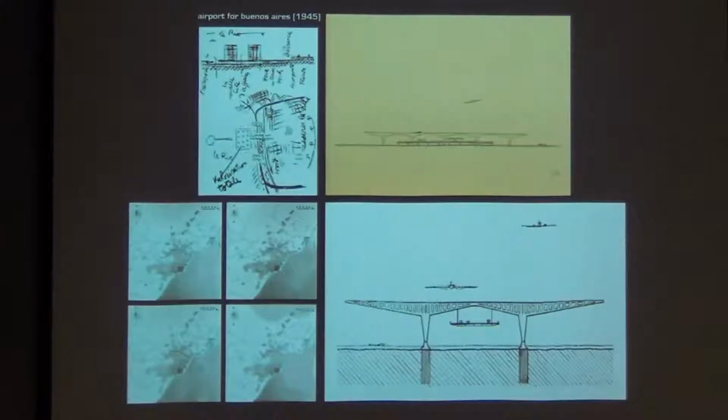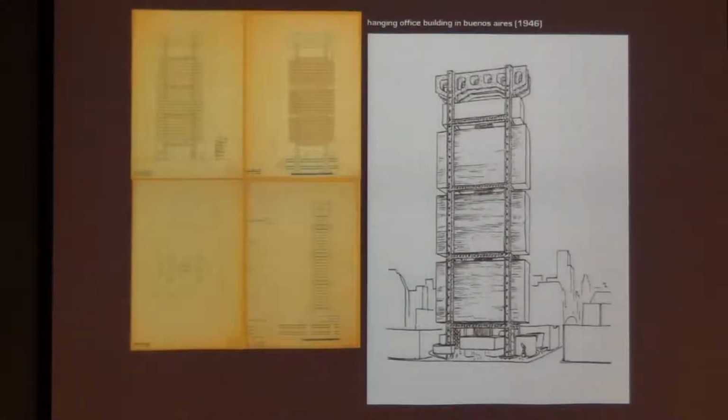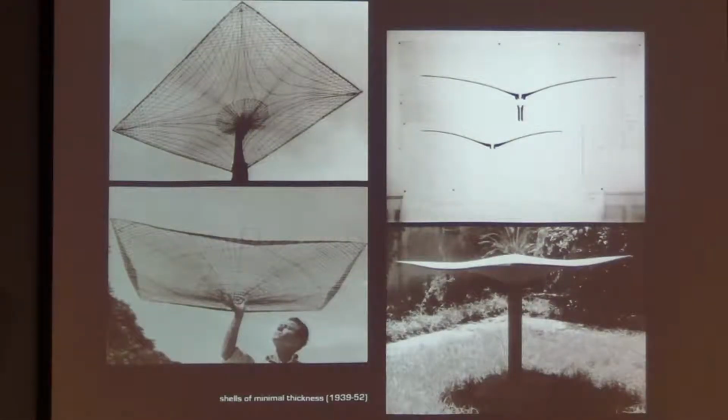This is, again very quickly, another project: an airport for Buenos Aires that follows the master plan of Le Corbusier for Buenos Aires. But you see the section is always constant in his work. This is the first hanging office building in Buenos Aires. He was very upset with Foster and the Shanghai Bank. He actually wrote several articles saying that Foster literally copied it. And if you look at it carefully, there's a lot of that. And this is 1946. That was never built.